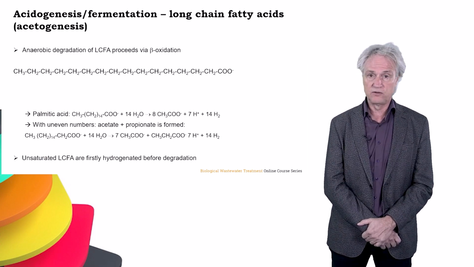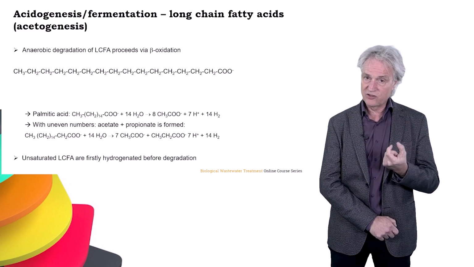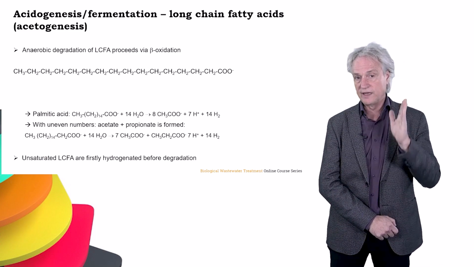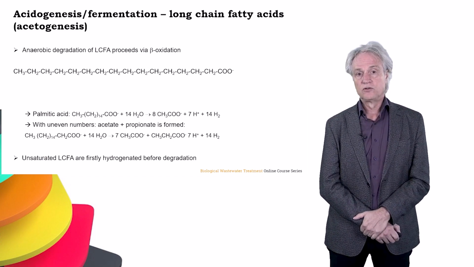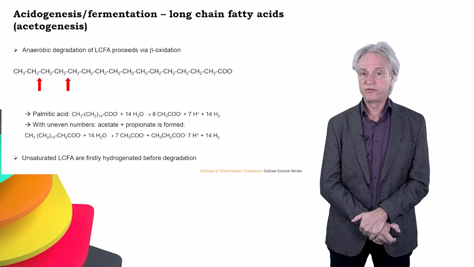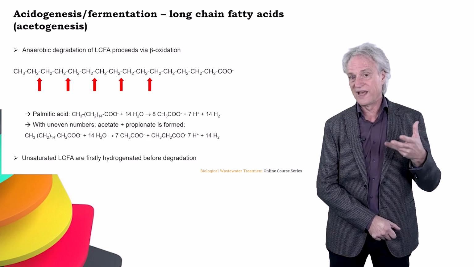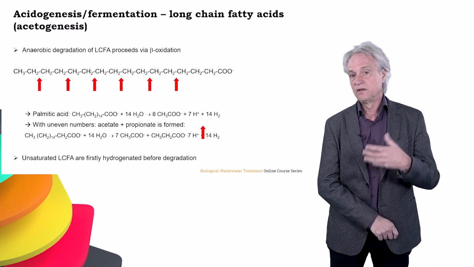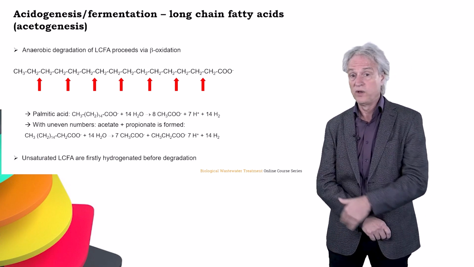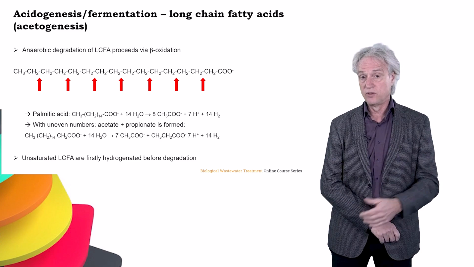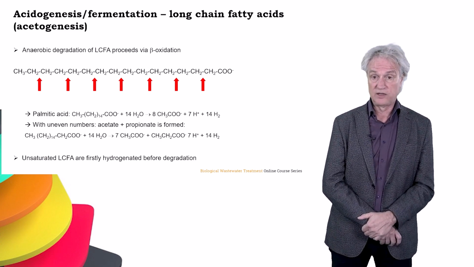What is beta oxidation? Well, the name itself means that the bacteria split off two carbon atoms, and at the beta side, that carbon atom is being oxidized. So what you see here is a split-off of acetate moieties. They are converted to acetate, and in the end, it depends. If you have an even chain of long-chain fatty acids, you only get acetate, but with an uneven number of carbon atoms, you also get propionate as an end product.